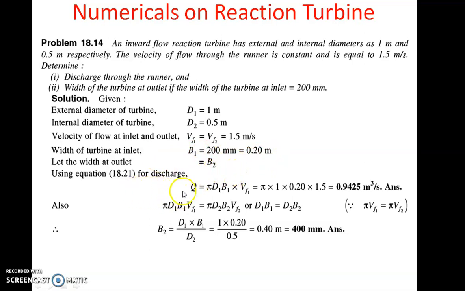Q, the formula we know, is pi D1 B1 into Vf1, because pi D1 is the inlet diameter, that is nothing but the outer diameter in this case of an inward reaction turbine. Pi into 1 into 0.2 into 1.5 will give 0.9425 meter cube per second. And you know pi D1 B1 Vf1 is equal to pi D2 B2 Vf2. So pi will get cancelled, and D1 B1 is equal to D2 B2, because Vf1 is equal to Vf2. Once you put D1, B1 and the given value of D2, you can calculate B2. B2 is coming as 0.4 meter or 400 mm.